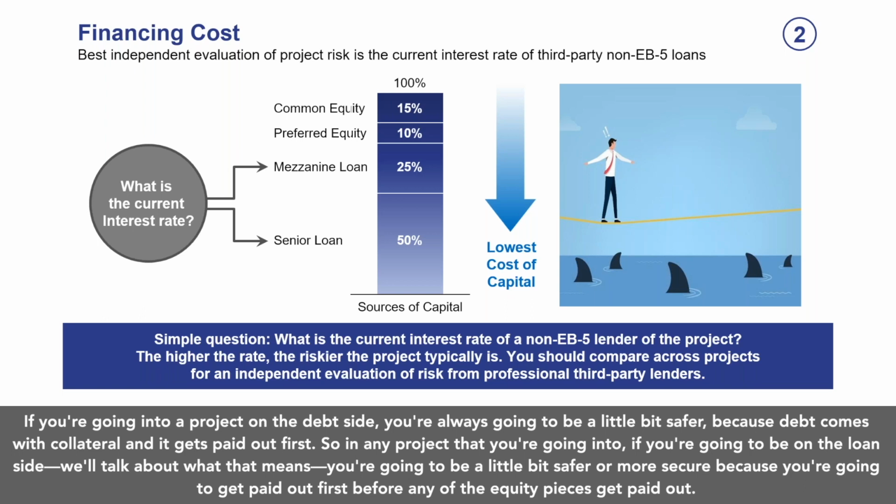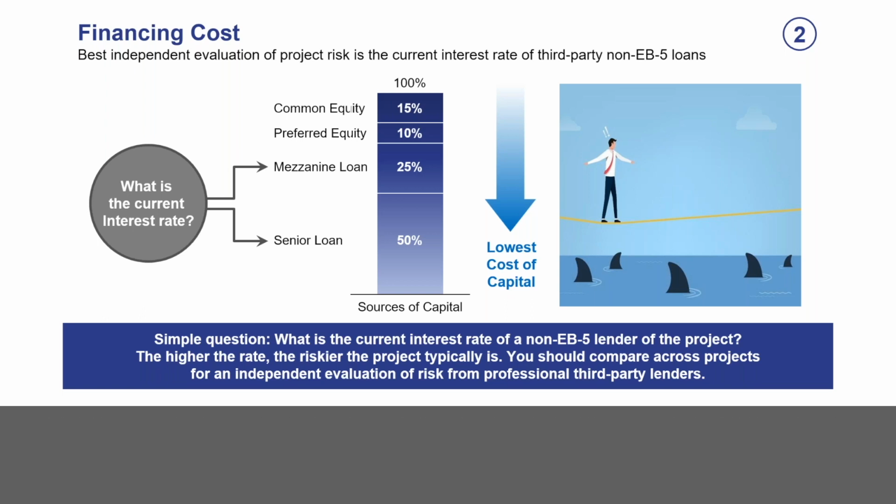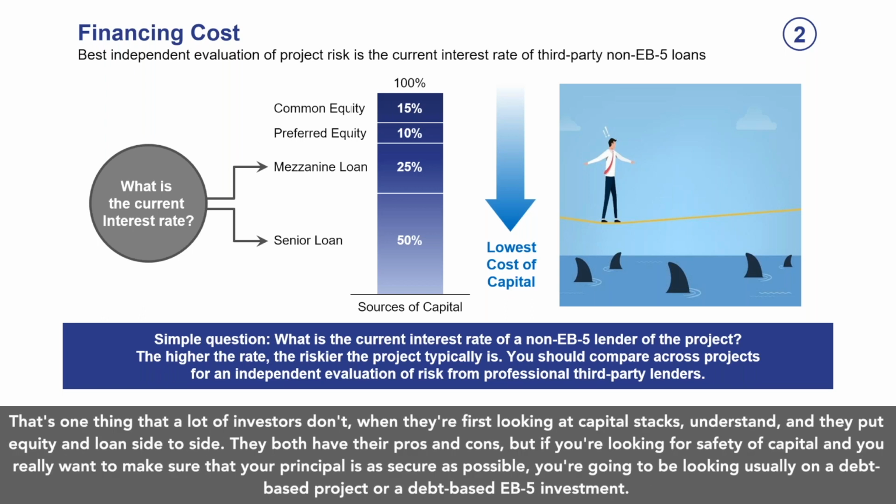So in any project that you're going into, if you're going to be on the loan side, we'll talk about what that means. You're going to be a little bit safer or more secure because you're going to get paid out first before any of the equity pieces get paid out. That's one thing that a lot of investors, when they're first looking at capital stacks, don't understand, and they kind of put equity and loan side by side. They both have their pros and cons, but if you're looking for safety of capital and you really want to make sure that your principal is as secure as possible, you're going to be looking usually at a debt-based project or a debt-based EB-5 investment.